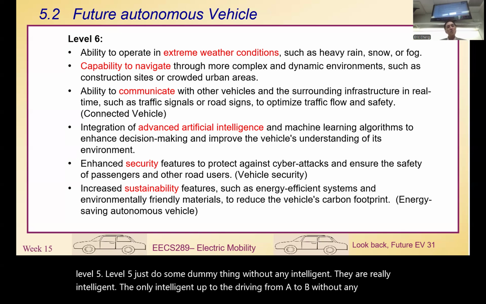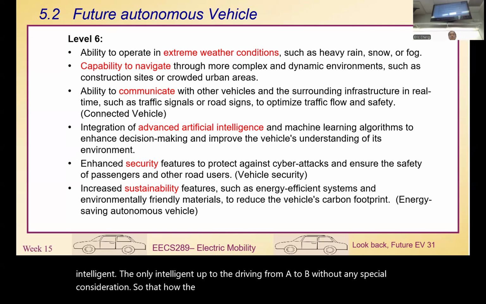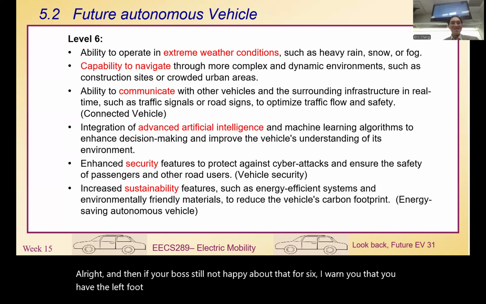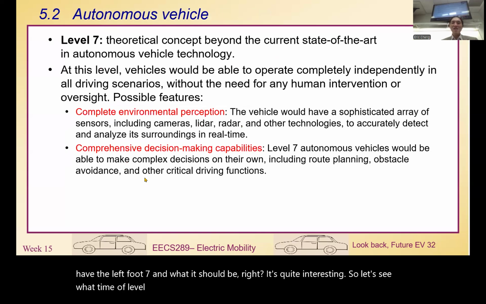So that's how the future level 6 should look. All right. And then if your boss is still not happy about level 6, I want you to develop level 7 and decide what it should be. It's quite interesting. So let's see what kind of level 7 it should look like. Level 7 is a vertical concept beyond the state of the art in autonomous vehicles.